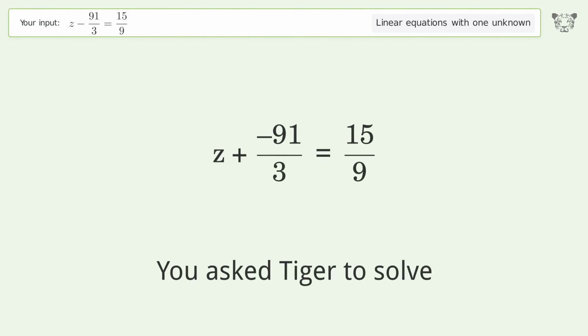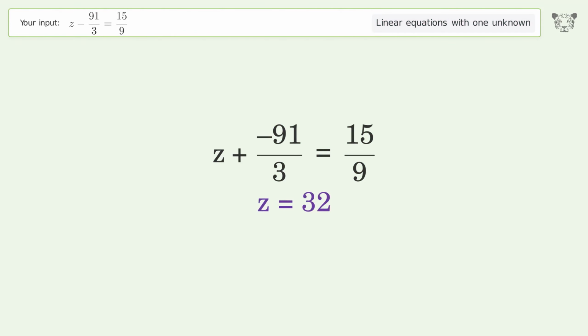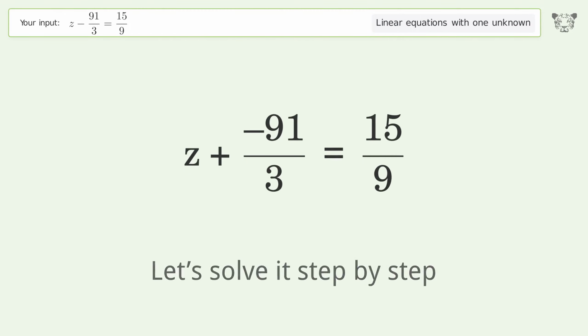You ask Tiger to solve. This deals with linear equations with one unknown. The final result is z equals 32. Let's solve it step by step.